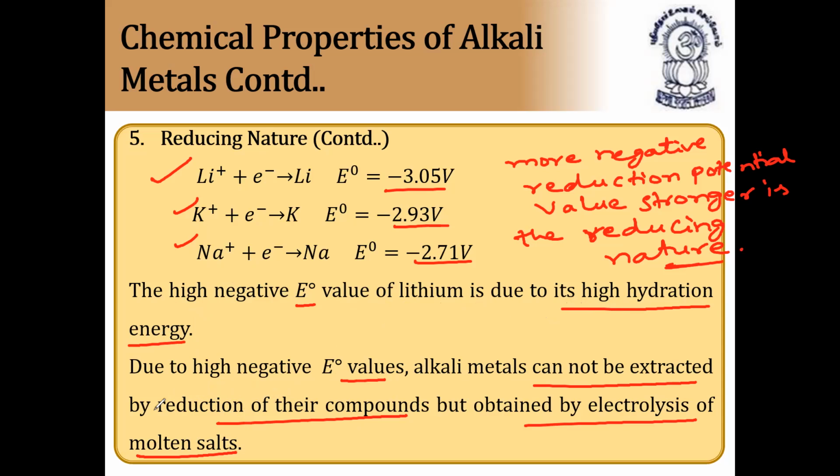So, alkali metals cannot be easily obtained by the reduction process, like in the case of copper and zinc. For example, zinc sulfate combines with sodium and forms sodium sulfate and zinc. So sodium has the capacity to displace zinc also from its salt solution. So these metals can be reduced by the reduction method, but alkali metals, as they are highly electropositive, cannot be extracted by reduction of their compounds, but are obtained by electrolysis of molten salts. Usually alkali metals are prepared by the electrolysis of molten salts.